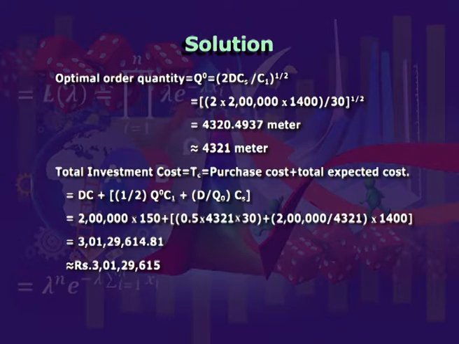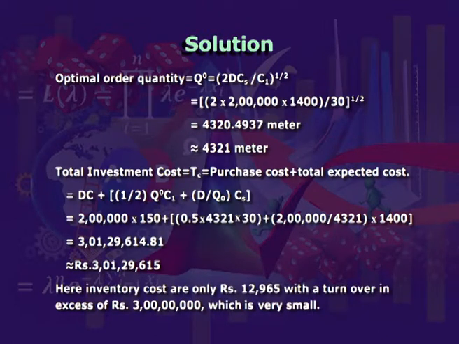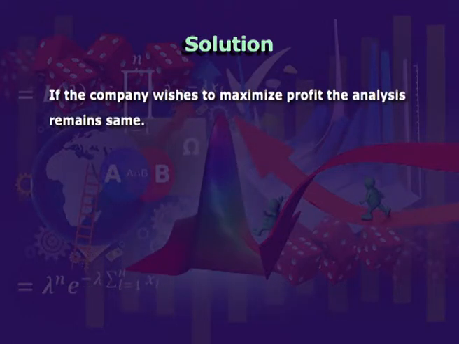Substituting all the values of D, C, Q0, C1, CS, we get the answer 30,129,614.81. That means approximately rupees 30,129,615. Here inventory costs are only rupees 12965 with a turnover in excess of rupees 300,000,000, which is very small. If the company wishes to maximize the profit, the analysis remains the same.